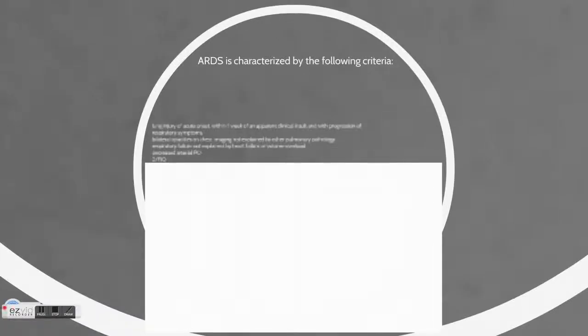ARDS is characterized by the following criteria: lung injury of acute onset within 1 week of apparent clinical insult and progression of respiratory symptoms. Bilateral opacities on chest imaging not explained by other pulmonary pathology. Respiratory failure not explained by heart failure or volume overload. Decreased arterial pressure of oxygen to FiO2 ratio.